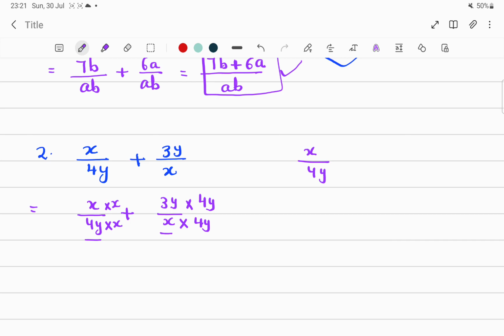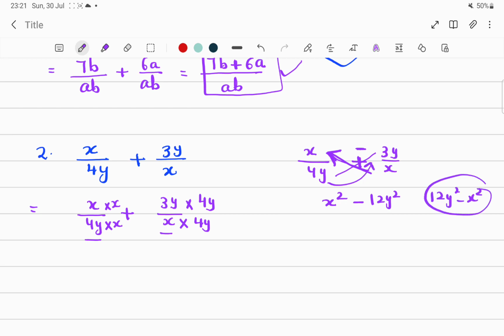You have x over 4y plus 3y over x. You can do it this way. Sometimes it is called cross multiplication, but it is not exactly cross multiplication. You just remember it this way, easy. It is x squared, but always remember first we do it this way, because for addition it does not affect. If it is a subtraction, then x squared minus 12y squared is one thing, and if you write the other term first, it will be 12y squared minus x squared, which is different. So it is always better to use this method.